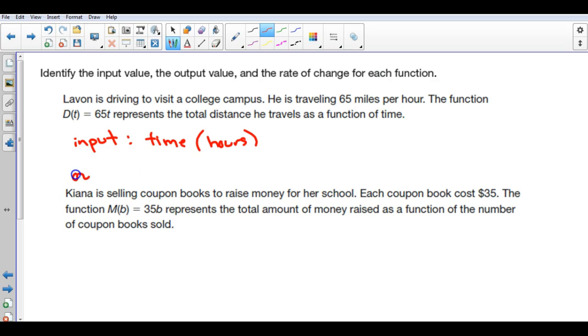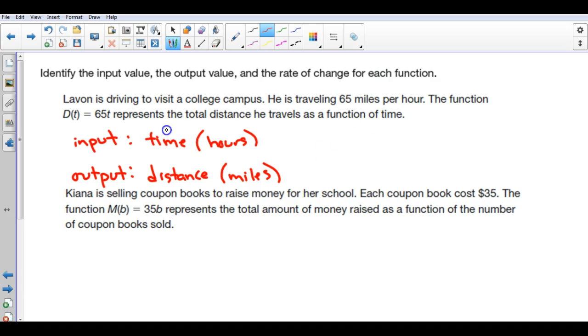And then my output value. So if he drives for 2 hours and he's going 65 miles per hour, it'd be 65 times the 2 hours he's driving. That means he would be driving 130 miles. So the output is going to be his distance. And that distance is going to be measured in miles. And if you think about it again, what your rate of change is going to do is it's going to relate your two variables to each other, or the two units. So it's going to be miles per hour.